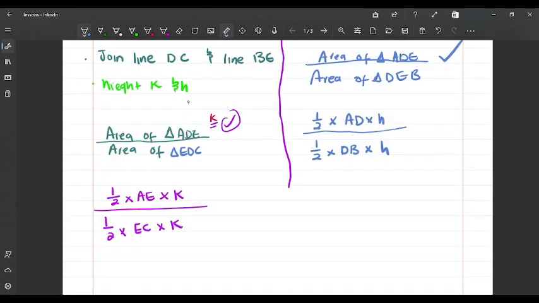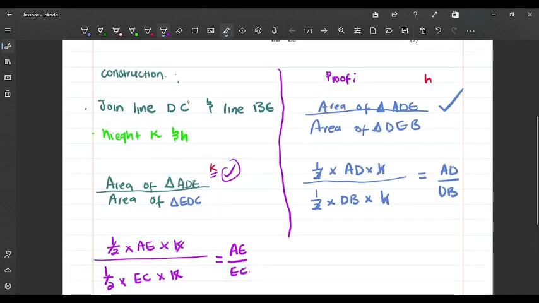Now, simplification. Let me start with the first formula. These two are going to cancel out one another. These are also going to cancel out one another. And what is going to be left here? I'm going to be left with AD over DB. What about here? Same applies. These k's are going to cancel out one another. These 1 over 2's are going to cancel out one another. And I'm going to be left with AE over EC.